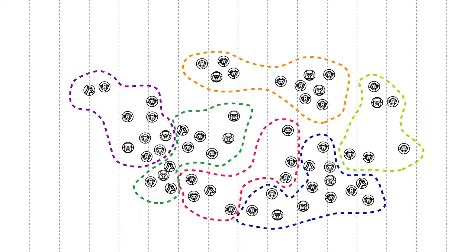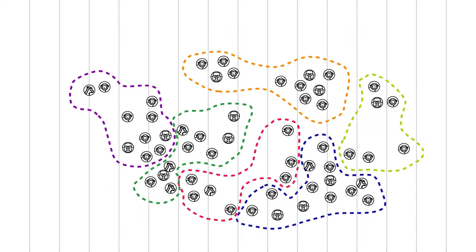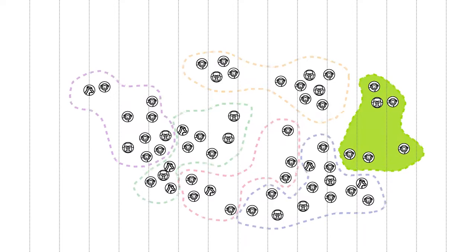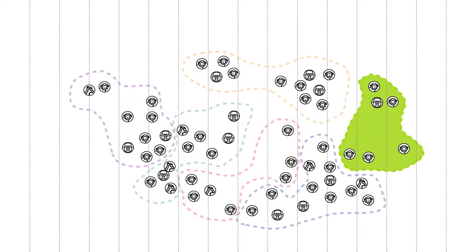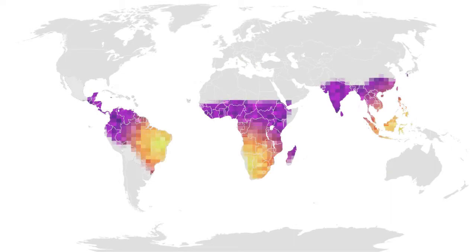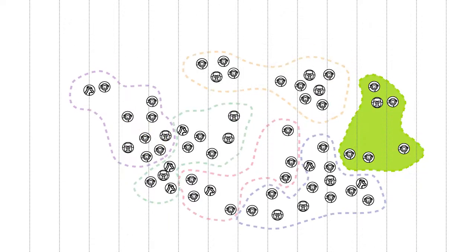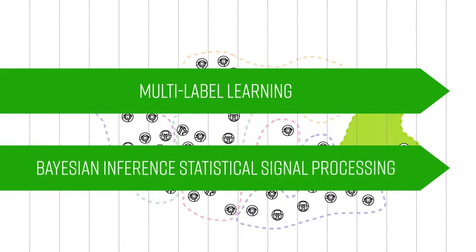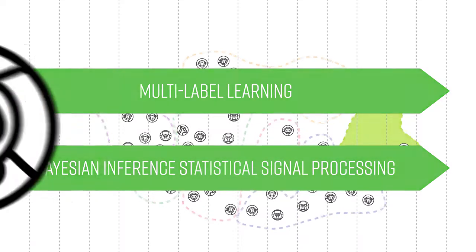By applying new Bayesian multi-label learning algorithms to process the data, they pinpointed which species had the highest potential of being reservoir animals for the Zika virus, and created a global map showing which regions of the world had the highest possibility of seeing Zika develop into another public health crisis. These algorithms combined multi-label learning and Bayesian inference statistical signal processing techniques.